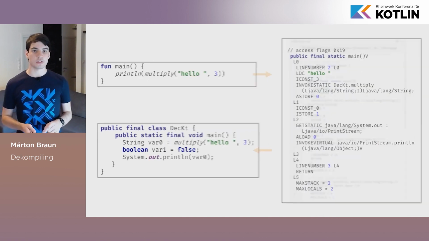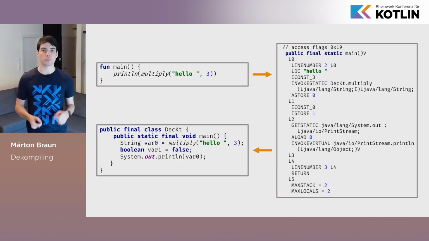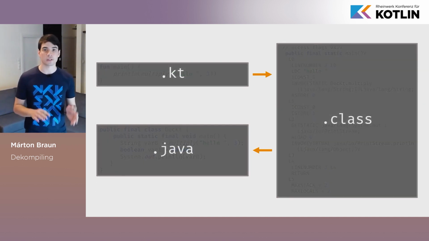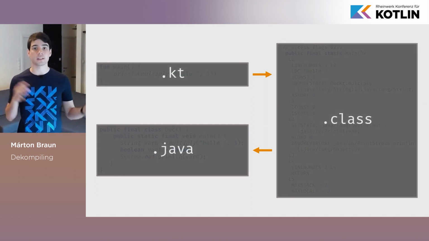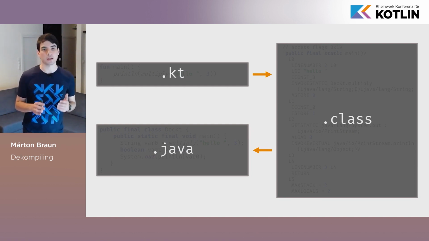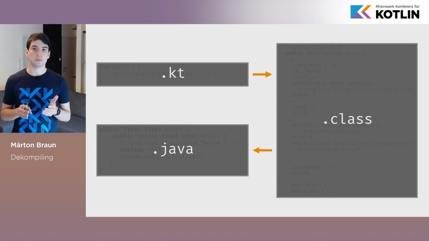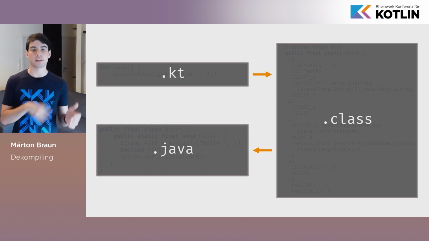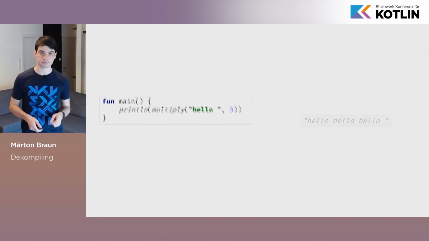So in this talk, we're going to go through this loop over and over again, going from Kotlin source files to bytecode in class files and then decompiling that back into Java code. Most of the time, you're just going to see me go straight from Kotlin to Java. But remember that there's no conversion like that. We're actually going through the bytecode and then decompiling it.